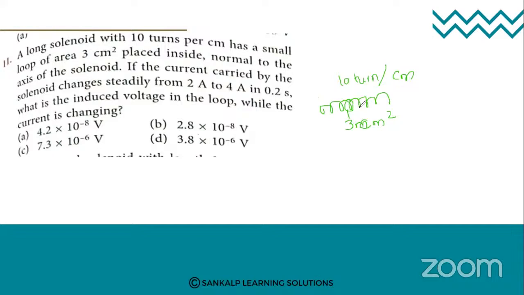If the current carried by the solenoid changes from 2 ampere to 4 ampere, in 0.2 second, what is the induced voltage in the loop while the current is changing? So it is nothing but induced EMF. Don't get confused, it is nothing but induced EMF only you have to calculate.